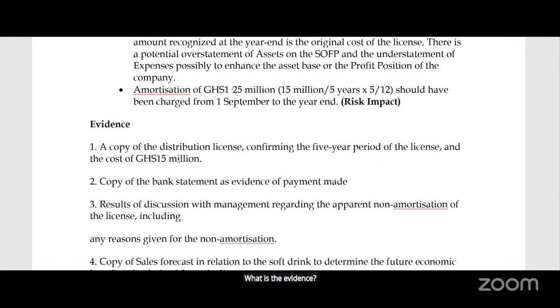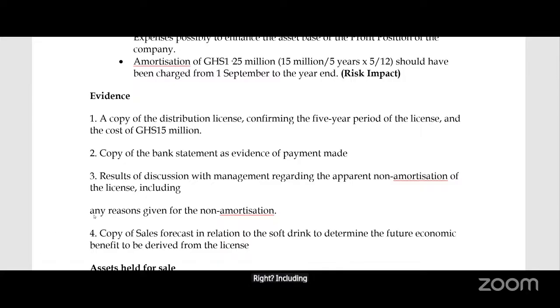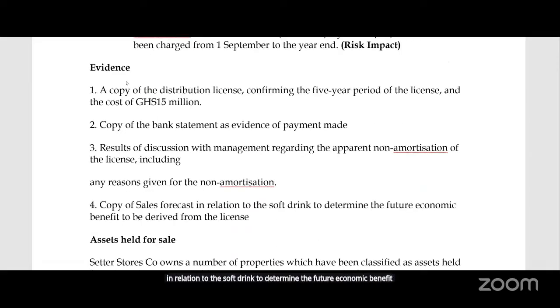They must give you a copy of the distribution license, confirming the 5-year period of the license and the cost, right? A copy of the bank statement as evidence of payment made, the result of the discussion with management or the board, right? Including any reasons for the non-amortization, and a copy of the sales forecast in relation to the soft drink to determine the future economic benefit, right? If you can't remember all this, know that every transaction you bought definitely has a document. Test that document or request that document.